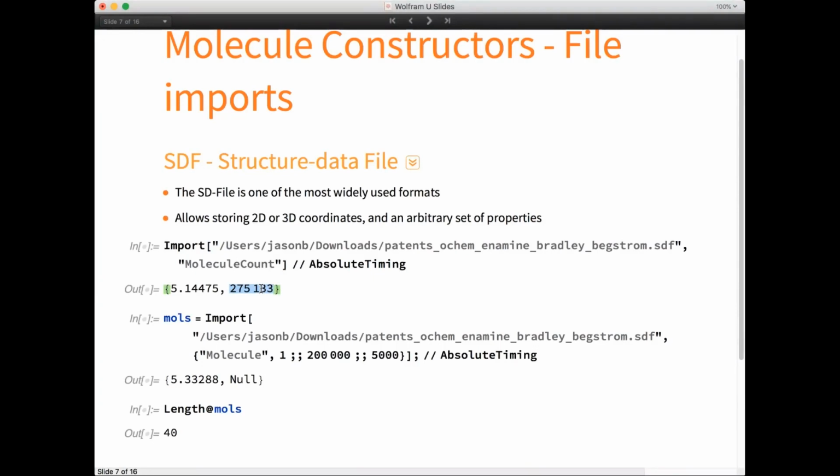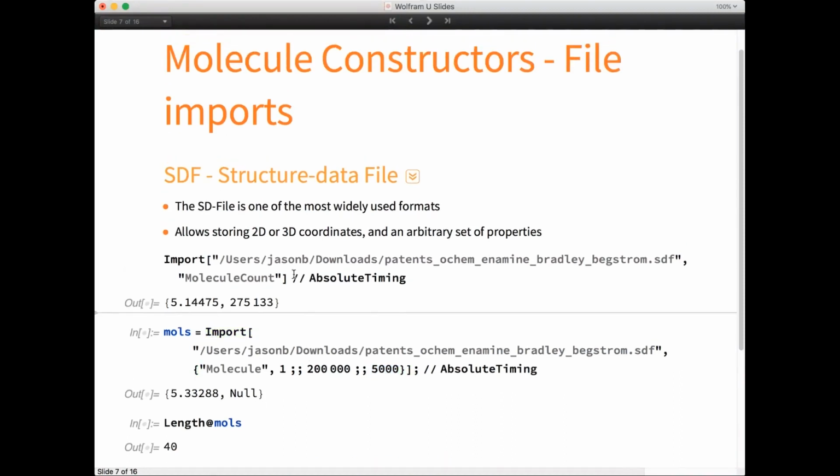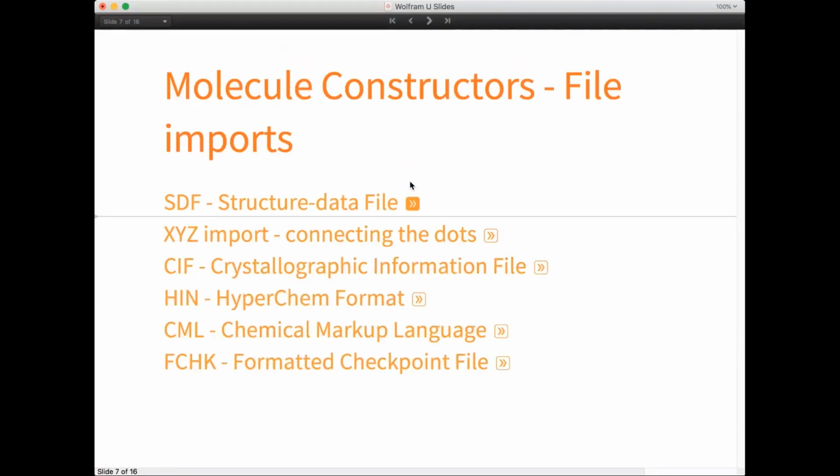And let's say instead of importing all the molecules, I want to import a span. So what this span here says is from molecule 1 to 200,000 in steps of 5,000. So essentially that's going to import only 40 of the molecules. When you import a molecule from an SD file, it can come with both meta information and structure information. And so that's what makes the SDF file useful.